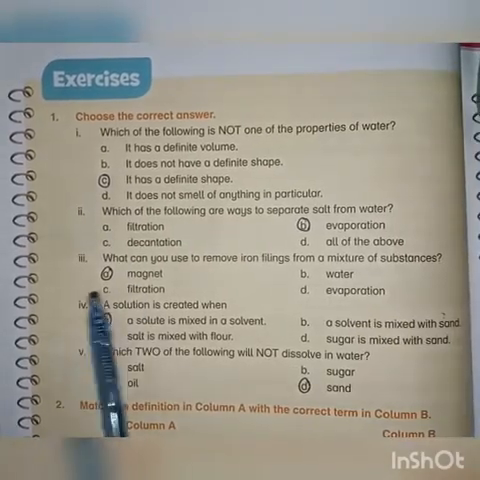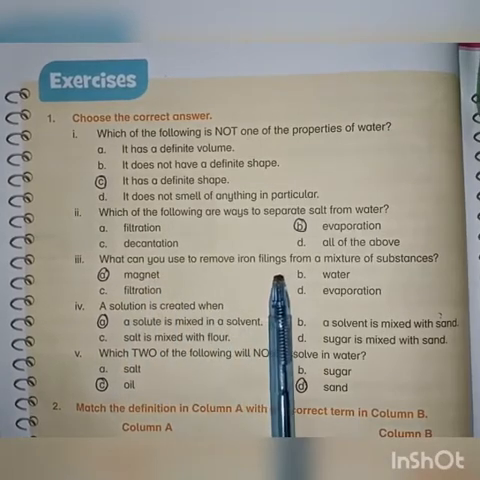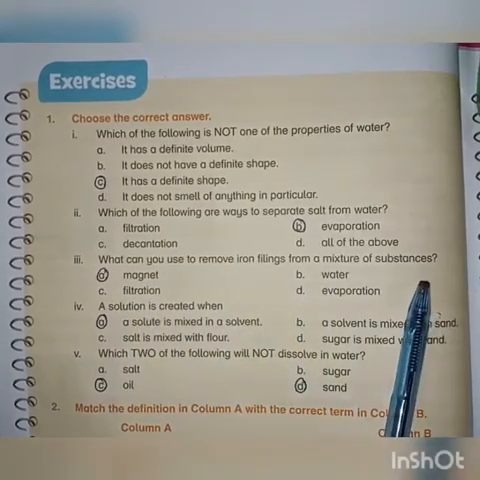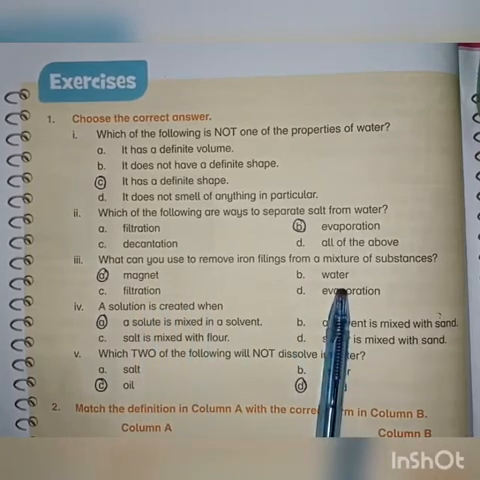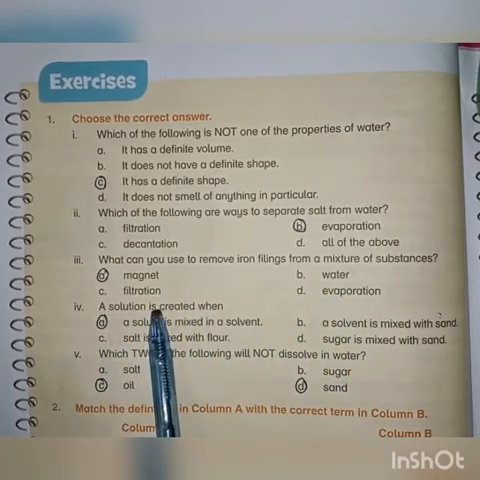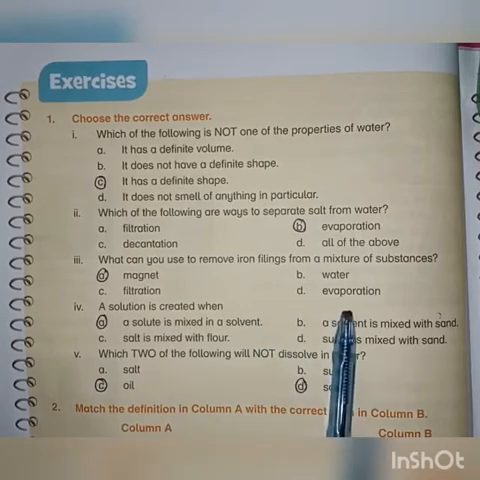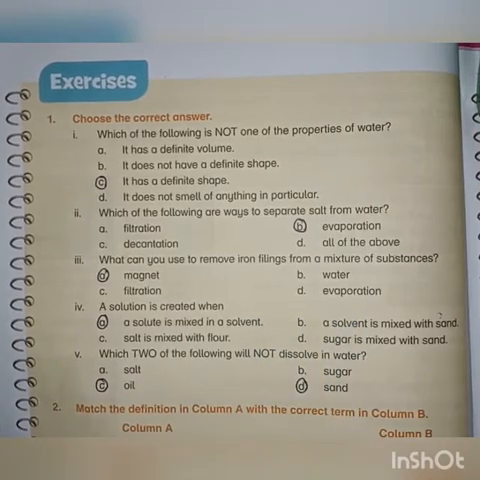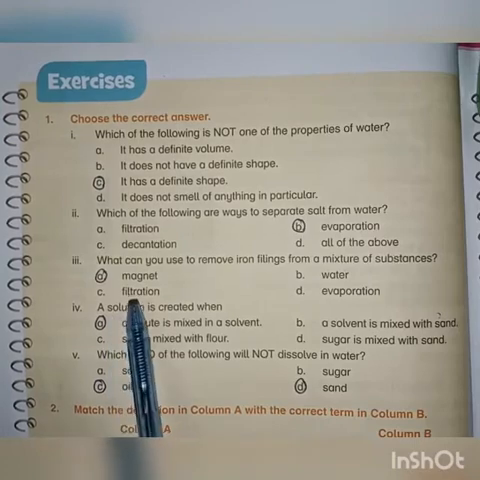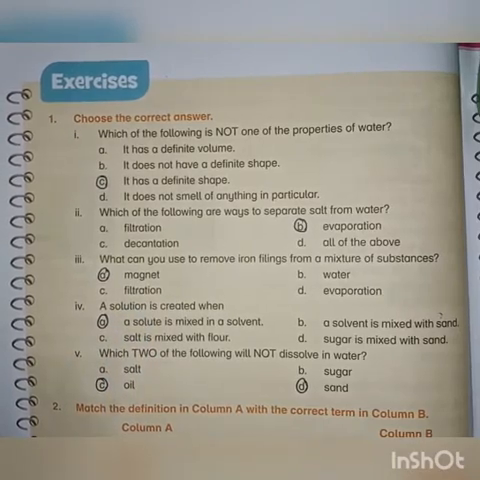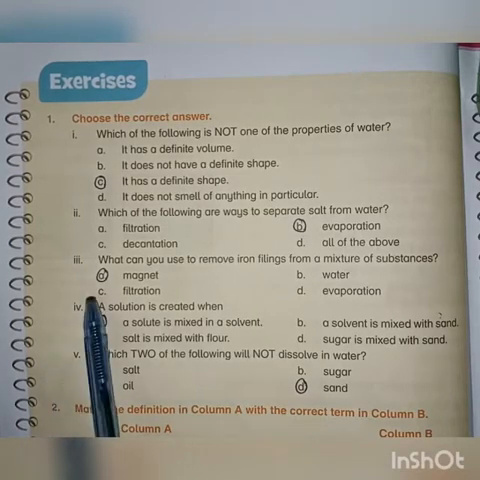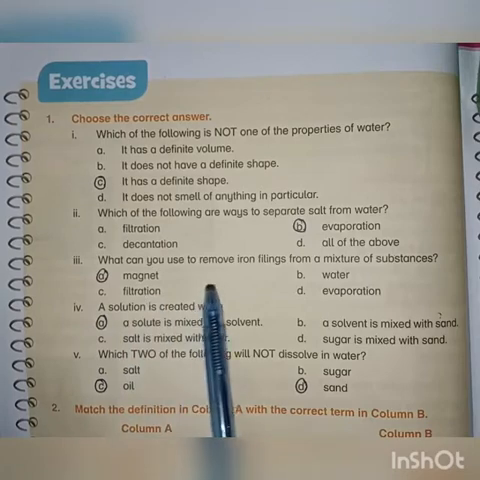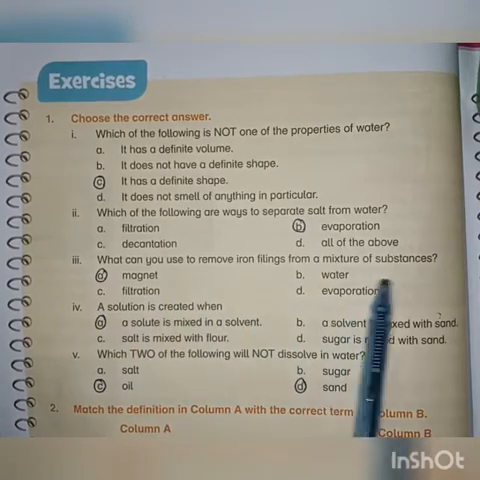Next, third MCQ is what can you use to remove iron fillings from a mixture of substances? Option A, magnet. Option B, water. Option C, filtration. And option D, evaporation. And the correct answer is option A, magnet, because magnets are used to remove magnetic materials from non-magnetic materials. So option A is the right answer. Magnet is used to remove iron fillings from a mixture of substances.